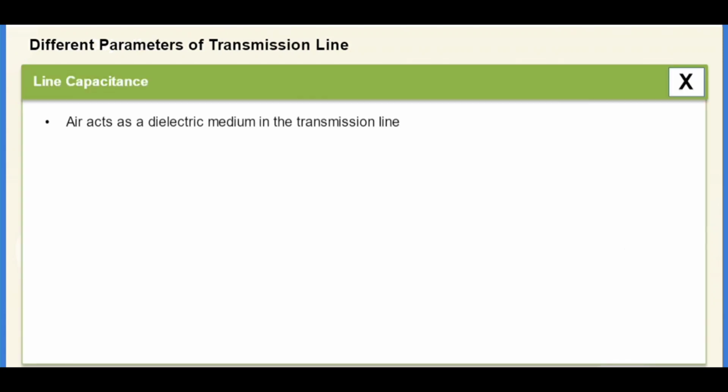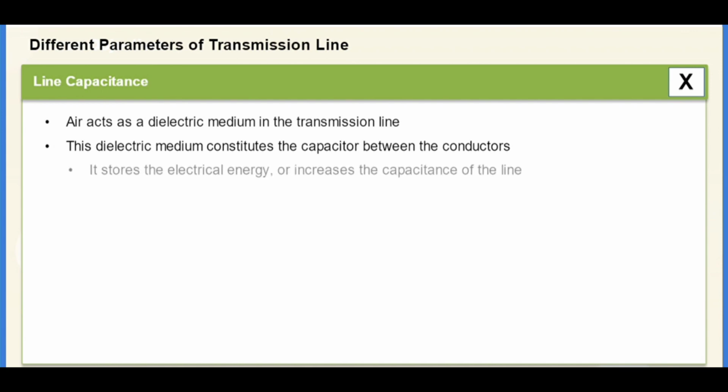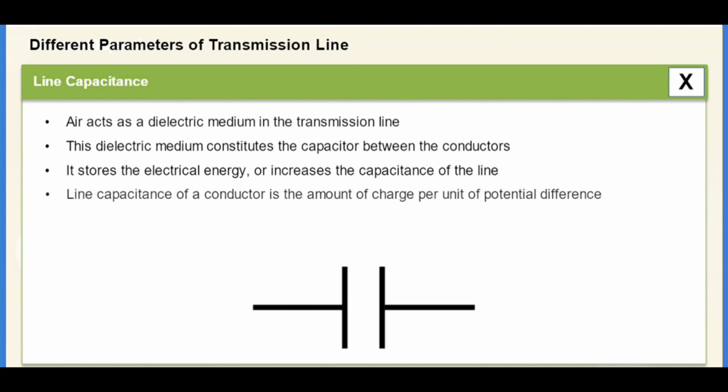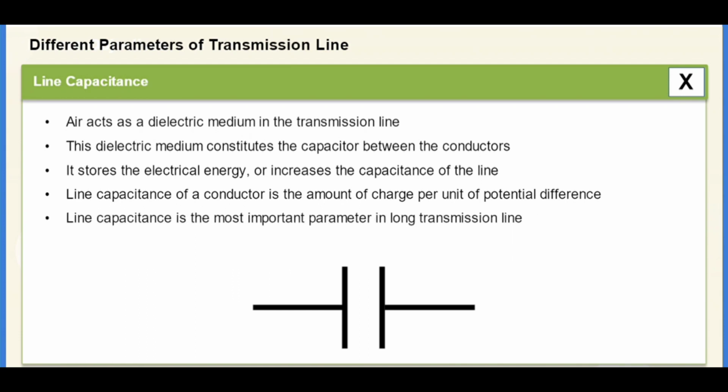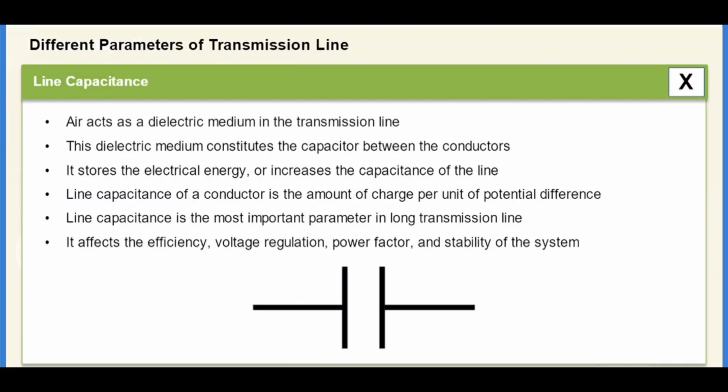In the transmission line, air acts as a dielectric medium. This dielectric medium constitutes the capacitor between the conductors, which stores the electrical energy or increases the capacitance of the line. The capacitance of the conductor is defined as the amount of charge per unit of potential difference. Capacitance is negligible in short transmission lines, whereas in long transmission line, it is the most important parameter. It affects the efficiency, voltage regulation, power factor, and stability of the system.